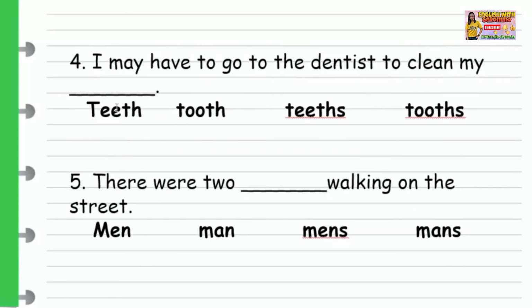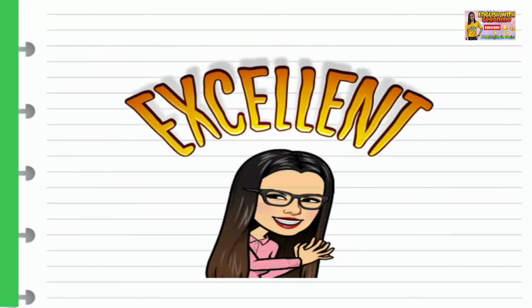Number 4. I may have to go to the dentist to clean my blank. Is it teeth, tooth, teeth, tooth? Very good. It's teeth. Number 5. There are 2 blanks walking on the street. Is it man, men, man's, men's? Correct. It's men. Excellent.